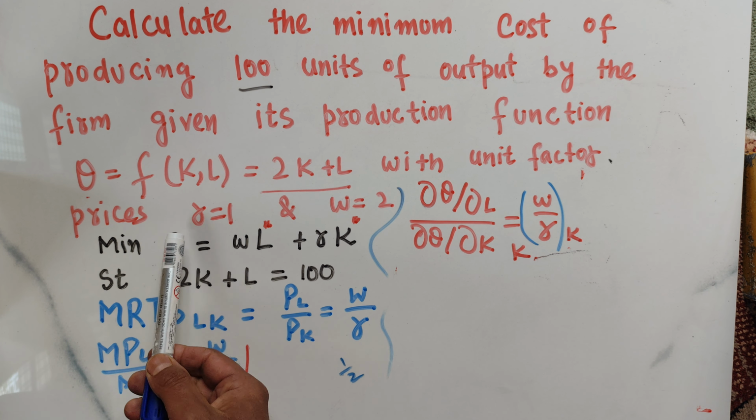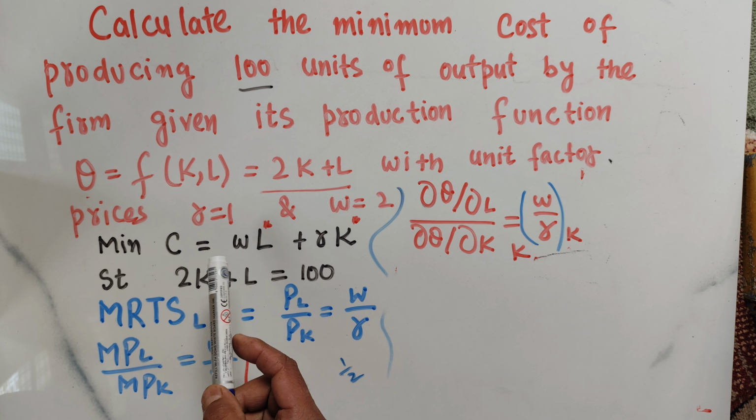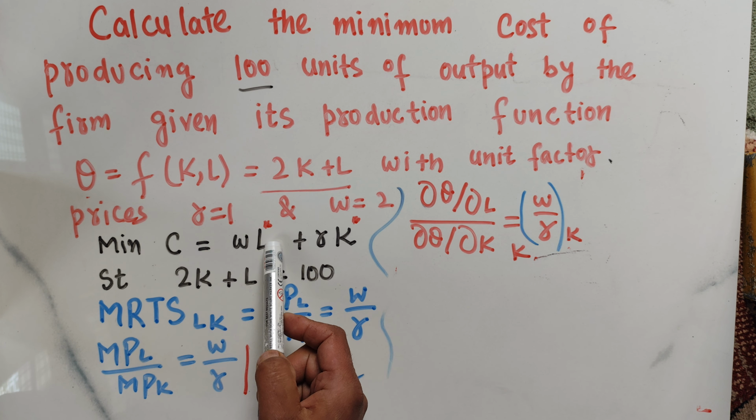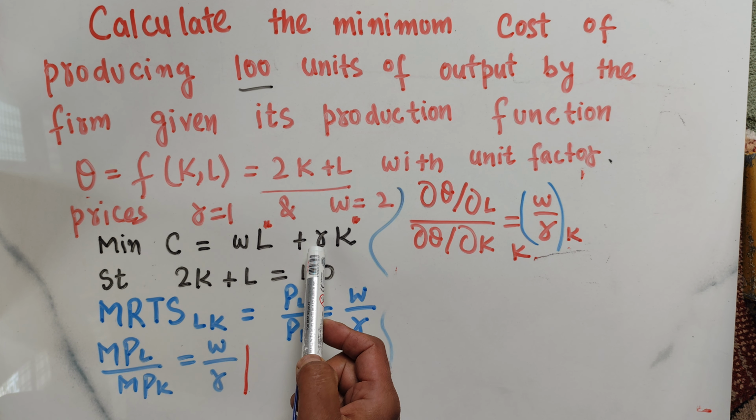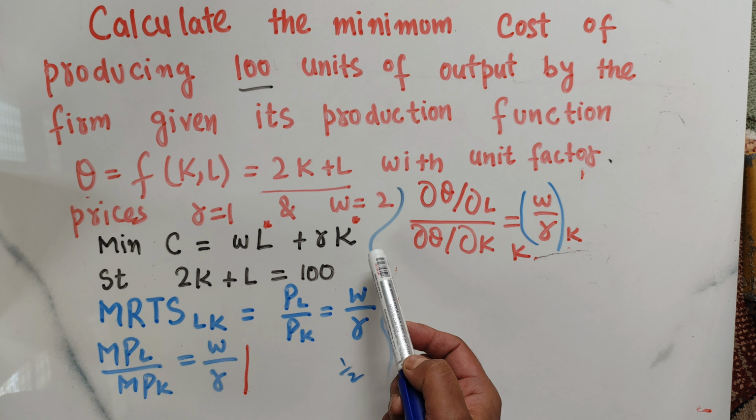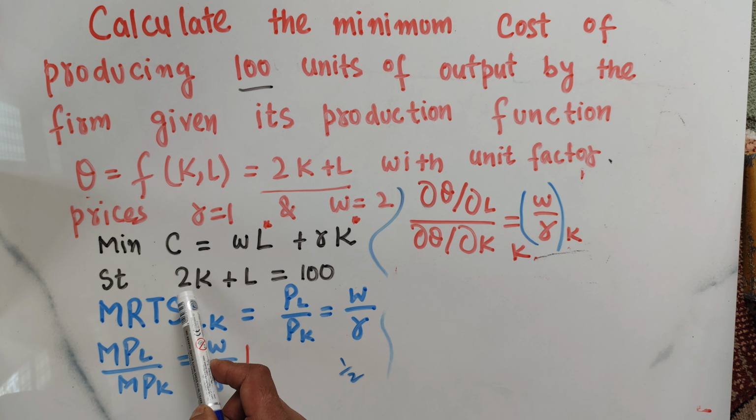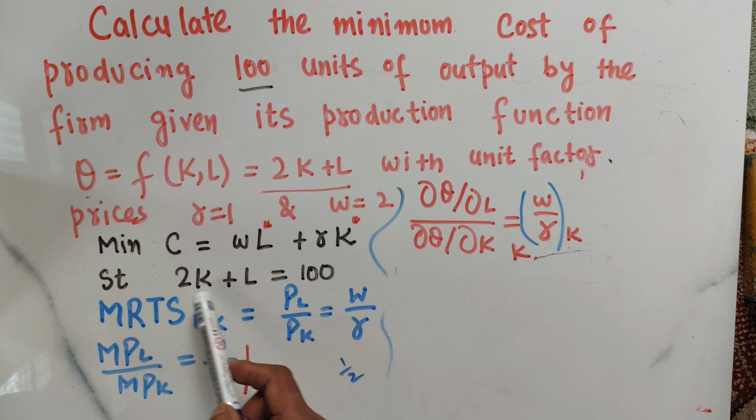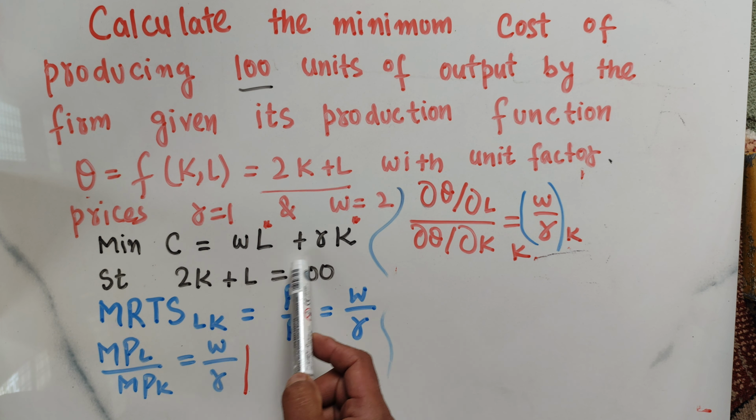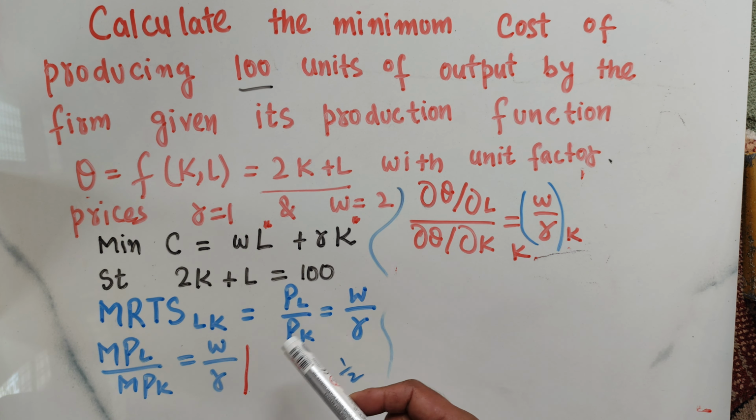Okay, so what is our endeavor? We want to minimize the cost. What is the cost function? That is wage rate times units of labor employed plus rental rate of capital times number of capital units employed, subject to the constraint that 2K plus L is equal to 100. This is our production function, and we set it equal to 100, which is the units of production to be produced.